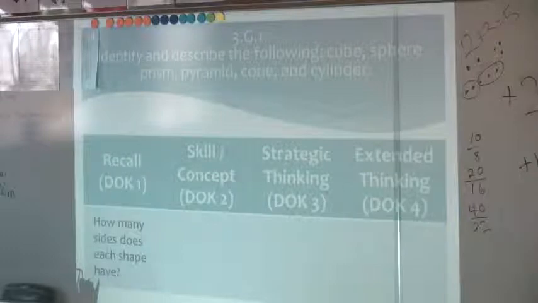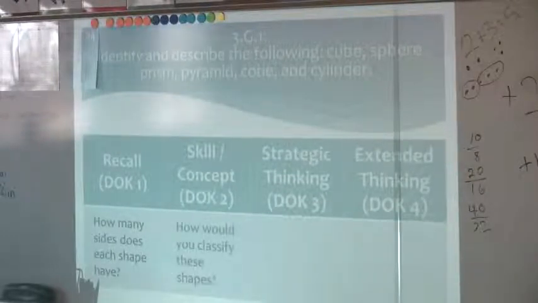So if I want to take this same question, but I don't want a level 1 question, I want to go to a level 2. I don't want to change what the question is having them do, I just want to make it a level 2 question. What could I ask? Categorize them. Okay. Yep, you took mine exactly. How would you classify these shapes? Now they're taking all the shapes and having to figure out how they're going to classify them, how they're going to put them in some kind of group.